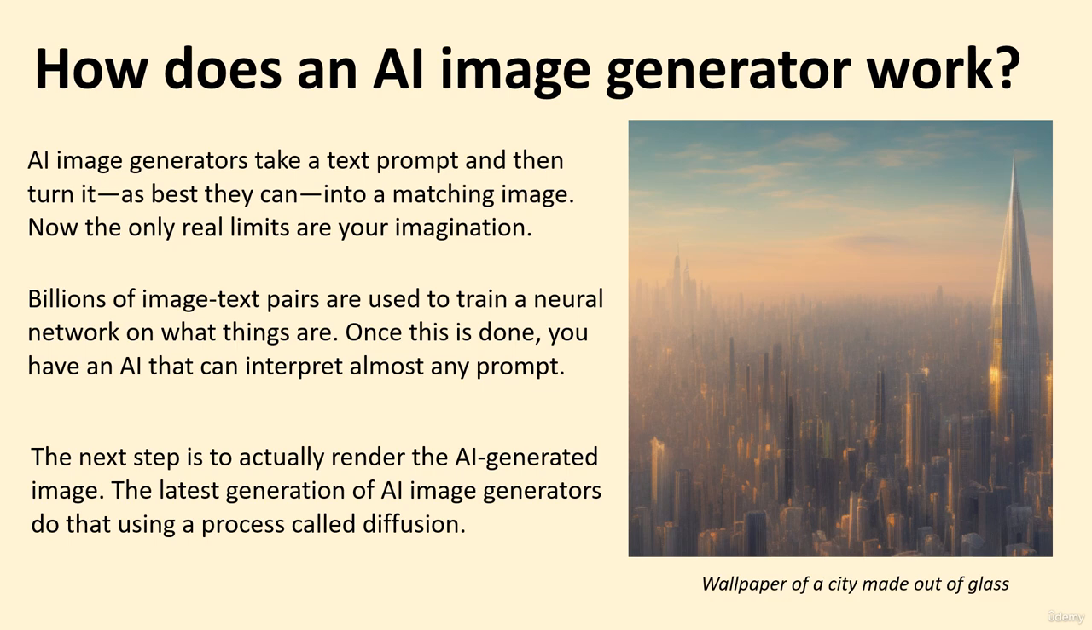The next step is to actually render the AI generated image. The latest generation of AI image generators do that using a process called diffusion. In essence, they start with a random field of noise and then edit it in a series of steps to match their interpretation of the prompt. It's kind of like looking up at a cloudy sky, finding a cloud that looks kind of like a dog, and then being able to just snap your fingers to keep making it more and more dog-like.